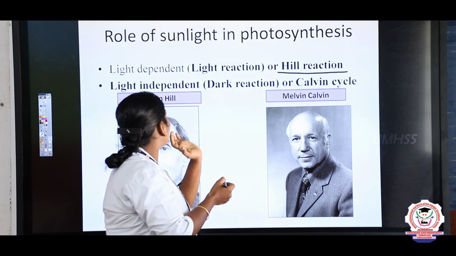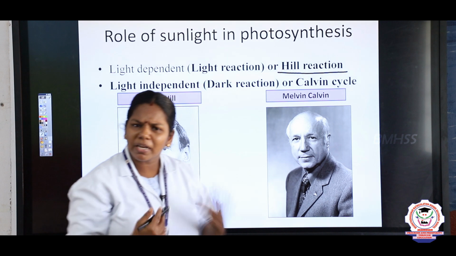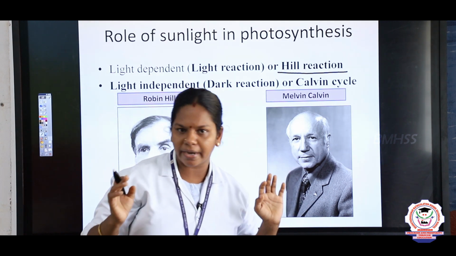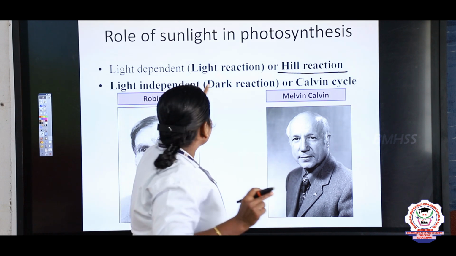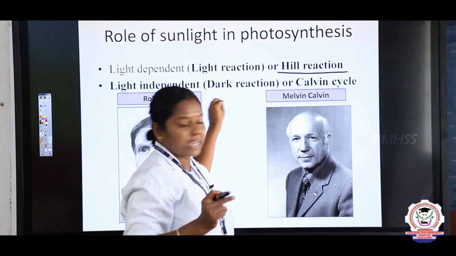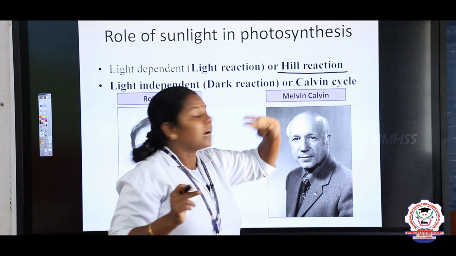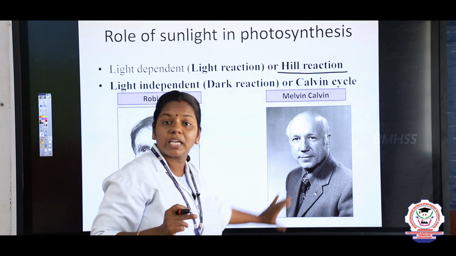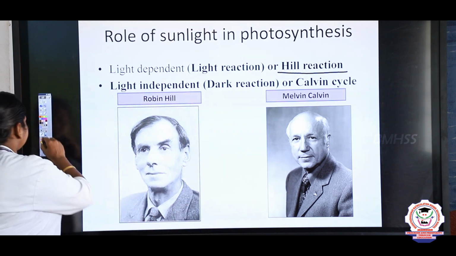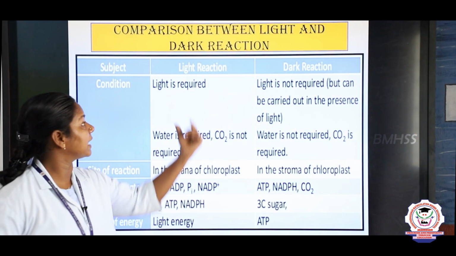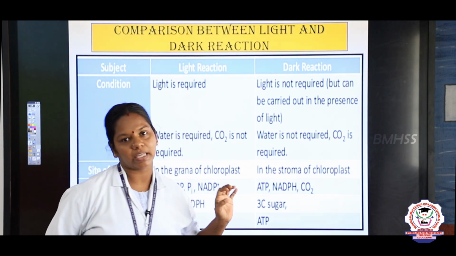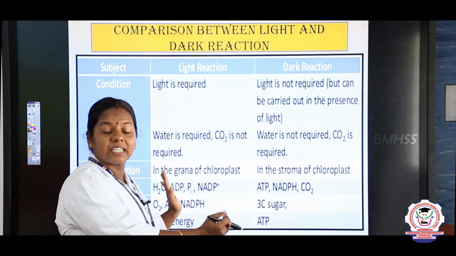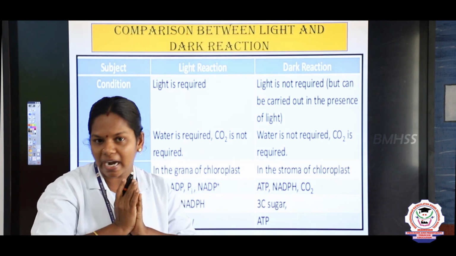And what are the other names of the dark reaction? Light independent. What do you mean by independent? India is an independent country, that is we don't depend on anyone, right? So light independent, they do not depend on light. And then the dark reaction is also called the Calvin cycle, since it was discovered by Calvin. And now we are going to see the comparison between the light and the dark reaction, right? In your book it is given as a paragraph, children. Here we are going to study it as a table, so it will be very clear for understanding, right?